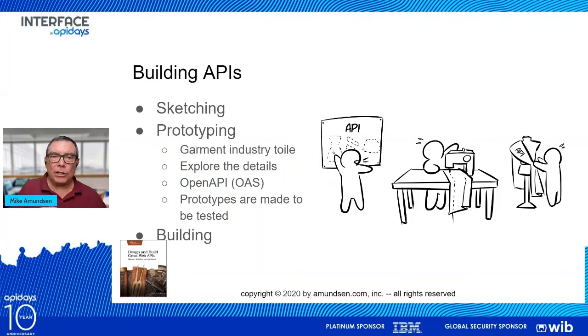So we're going to use this same idea in APIs. We're going to prototype using something like OpenAPI, where I don't have to write a lot of code, but I get a lot of specificity and I can test it. I get all the endpoints, all the arguments, all the headers, everything I need without having to write code. And that lets me explore all the details of the designs I've been working on. Prototypes are made to be tested.